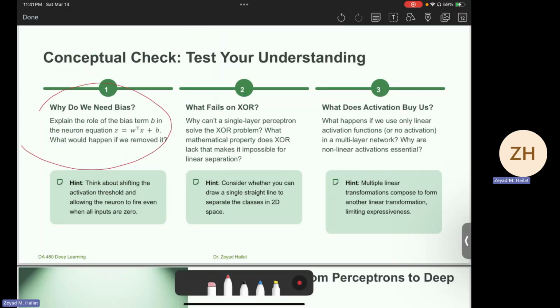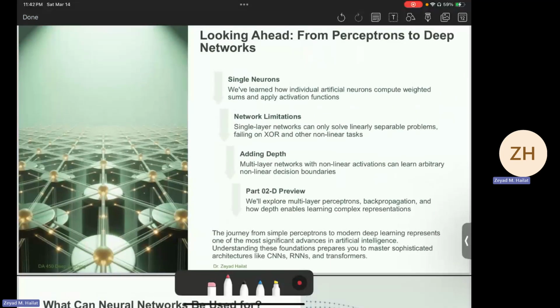Now, a conceptual check, let's look at our understanding. Why do we need the bias? We talked about the bias, which just moves the data up and down. What failed in XOR? Linearity versus nonlinearity. And what does the activation add? The activation adds non-linearity, and we can combine multi-layer networks together with that non-linearity. So the perceptrons that we talked about are just the basic idea that we use for building a deep learning architecture.